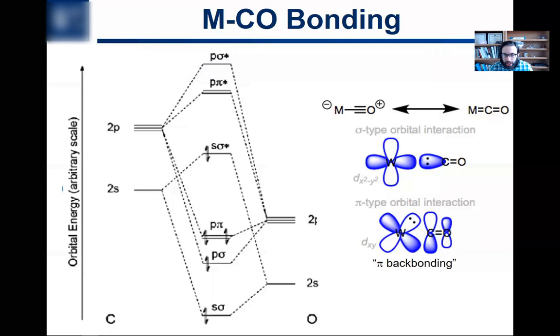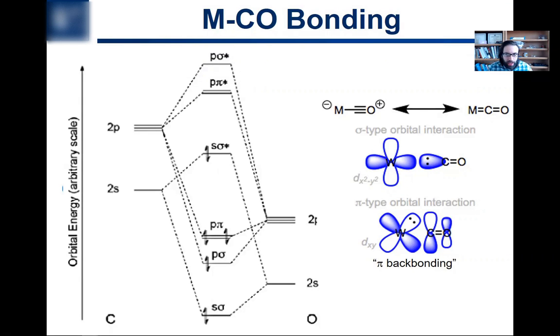So one of the most common types of ligands in organometallic chemistry is the carbonyl, right? So this comes from carbon monoxide. Recall the MO diagram for carbon monoxide that we went over in chapter 2. Carbon's on the left here, 2s and 2p orbitals. They're higher in energy because carbon's less electronegative, with lower ionization energy. Oxygen's 2p and 2s are lower in energy because oxygen is more electronegative, with higher ionization energy.